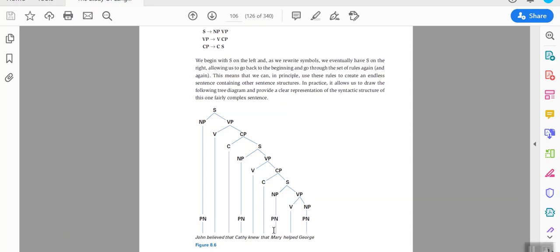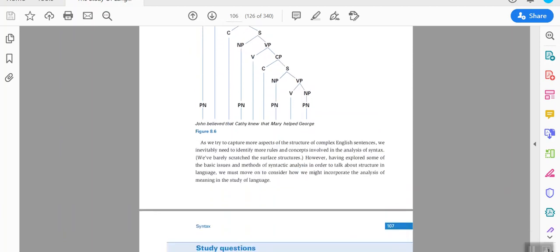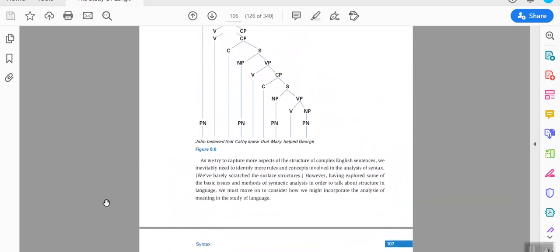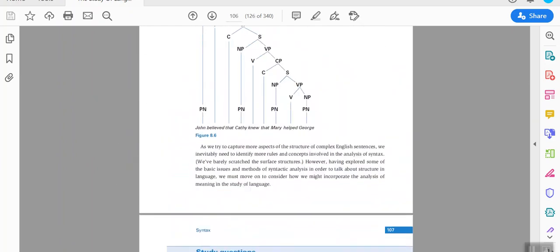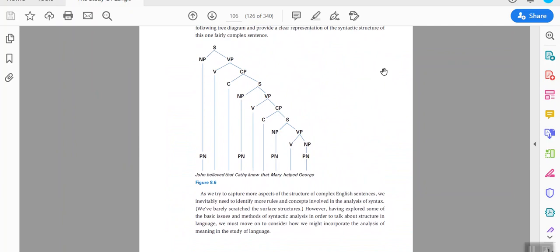If you know from the beginning of the chapter the symbols and how to work on tree diagrams, how to know what kind of phrases these are, it will be very easy for you. You can read here some sentences and questions, and if you have any question you can ask. Thank you so much.